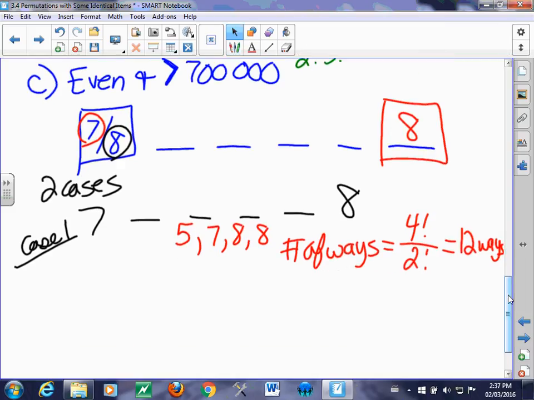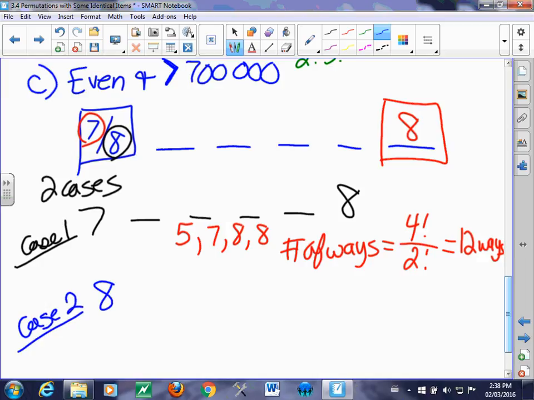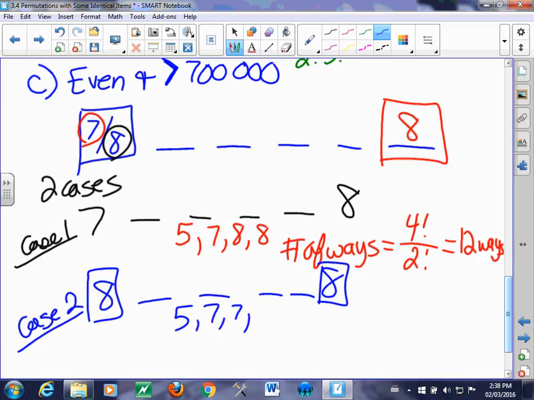Okay, now case 2, we're going to put the 8 out front, and then we've got 1, 2, 3, 4 spaces and an 8 out back. Sorry, 4 spaces, not 3. I can count. I'm a math teacher. Haha. There you go. All right, what digits are left over? Well, we've got a 5, 2 7s, and still 1 8. So number of ways for this one is 4 factorial over the 7 doubles, so 2 factorial. So that's going to be 12.